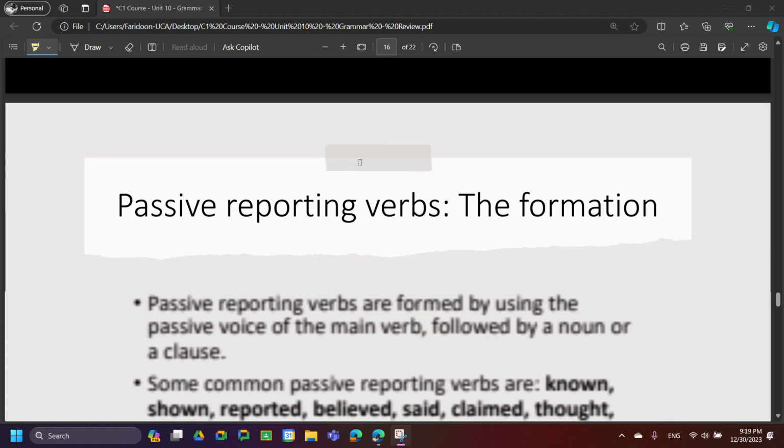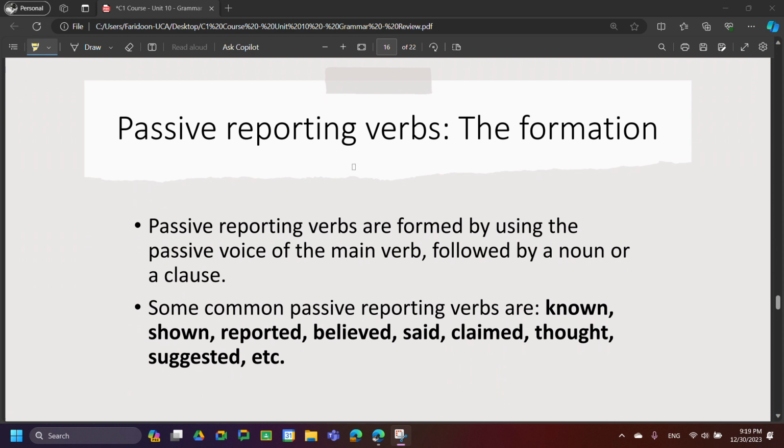And continuing. So what about the formation? How do you form them, right? Passive reporting verbs are formed by using the passive voice of the main verb followed by a noun or a clause. Some common passive reporting verbs are known, shown, reported, believed, said, claimed, thought, suggested, and more.